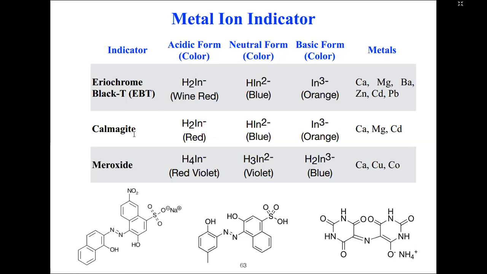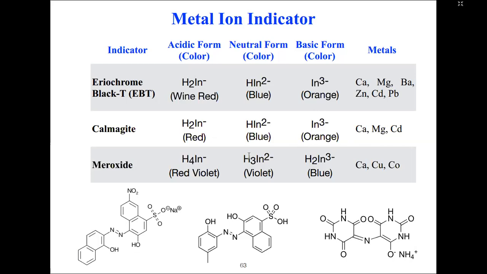So calmagite: it says that it has one negative charge indicator and two OH groups. One OH group is here, the other OH group is here, and the negative charge comes from the sulfonated salt form, where one of the negative charges is here. H2IN- is red color. HIN2- is blue color when one of these hydrogens is removed, and IN3- when all of these hydrogens are removed, you have orange color. And this indicator can be used during the titration of calcium, magnesium, and cadmium.